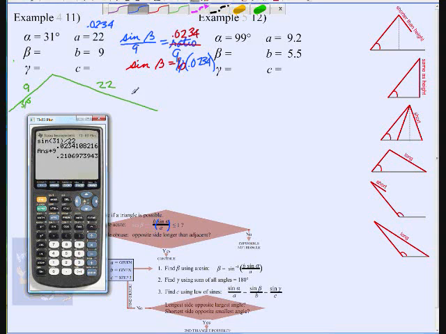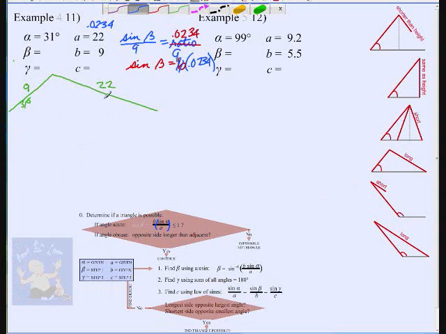So the sine of beta is 0.2107. That's our sine of beta. And the question is, is it less than or equal to 1? Well, definitely less than 1. So we can continue. We'll find beta using arcsine.